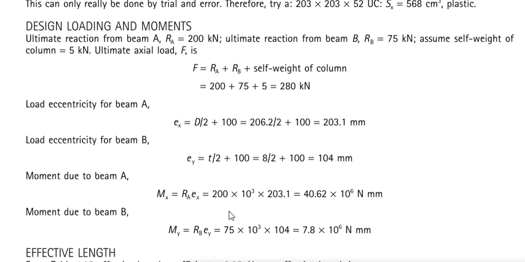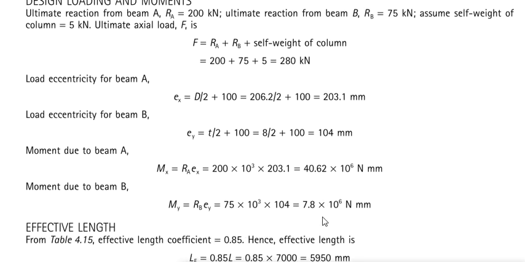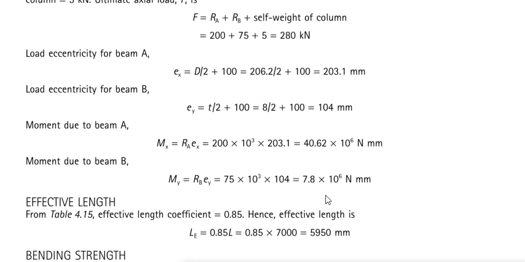So now we go on to calculate the moments due to these eccentricities and the forces. In the x direction, we have the reaction A times the eccentricity that we've calculated, so that we get our moment, and we'll do the same for beam B. We get our moments. So once we have this, our next step would be to compute the effective length.